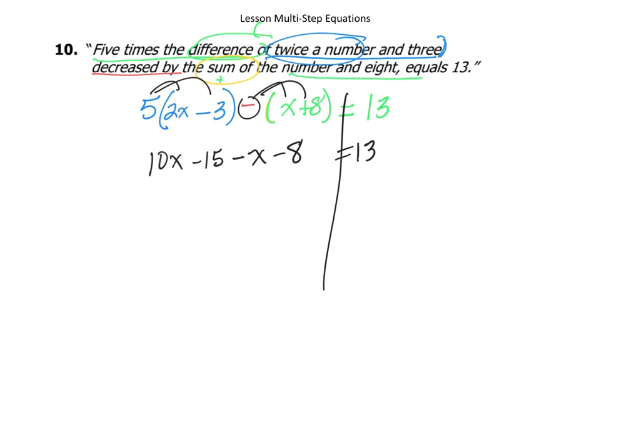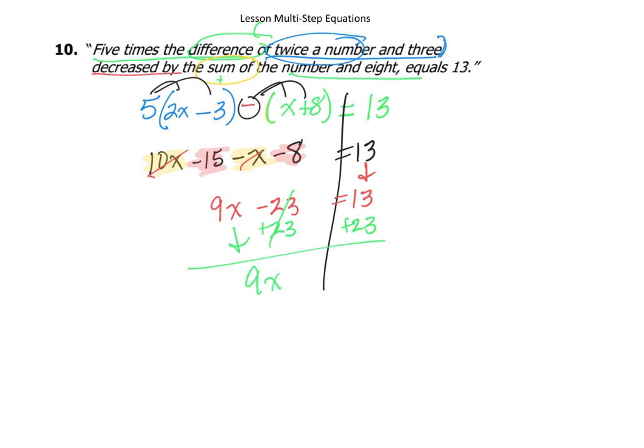Looking on the left side, where are our like terms? 10x and negative x are like terms. Negative 15 and negative 8 are like terms. So 10x minus 1x is 9x. Negative 15 and negative 8 make negative 23, and this equals 13. So now we're ready to move things to the opposite side. We're going to add 23 to both sides. So we're bringing down our 9x. It's equal to 36. And dividing both sides by 9 to finish it up. So x equals positive 4.